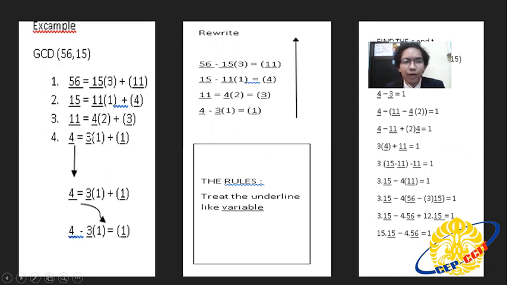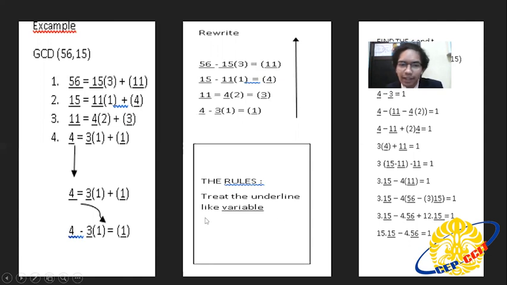Okay, 4 and 3. What is the nearest number that generates from 3? So which means it's 3. So we have 3 times 1 is 3, and 4 minus 3 is 1. So this is it, and we have to transfer the equals to the right side. So we have this. Okay, now these are the rules.